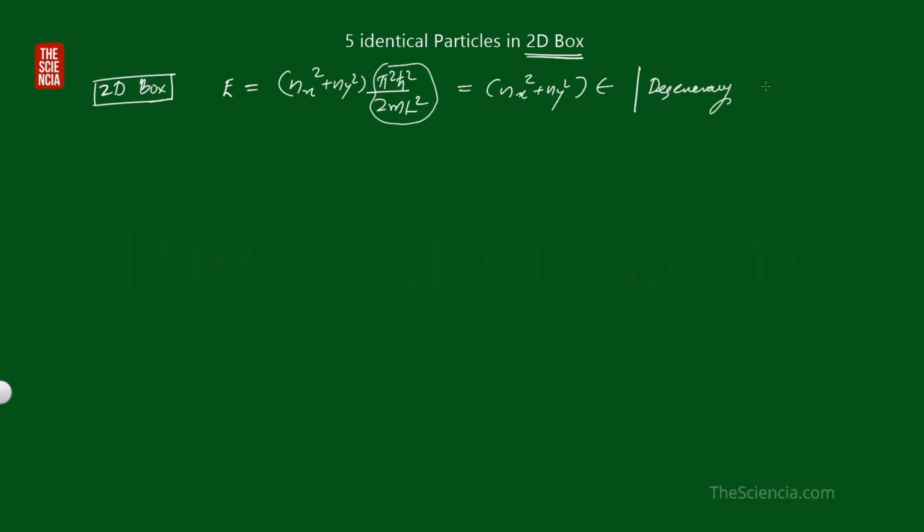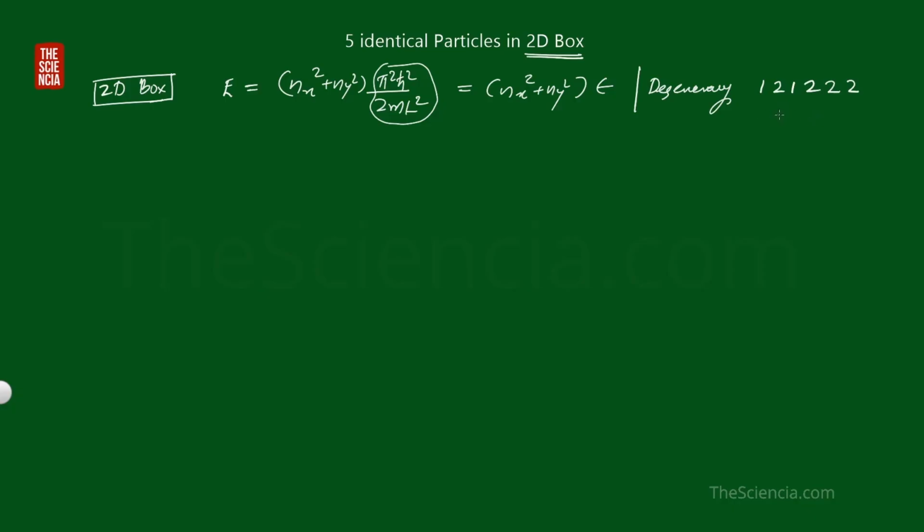And there we already found the degeneracy of the different states. The ground state is non-degenerate. The first excited state is doubly degenerate. The second excited state is non-degenerate. The third excited state is doubly degenerate, and the next state is also doubly degenerate. This is the order of degeneracy.